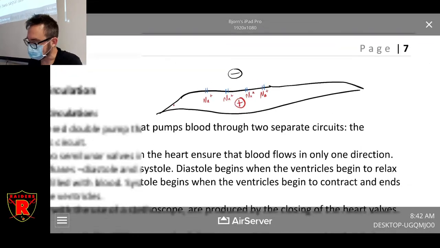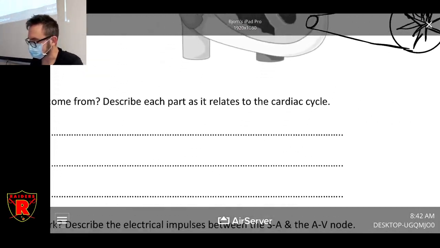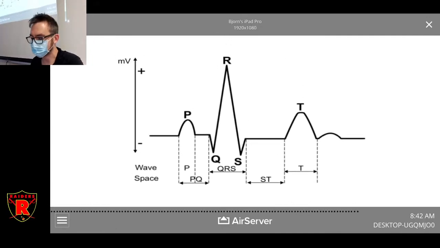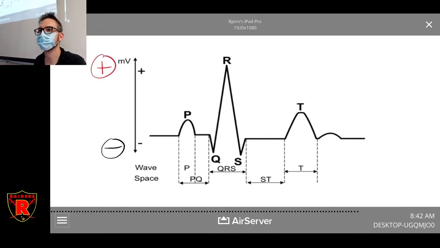So what we're looking at when we're looking at an ECG tracing, which we're going to get to in a second, right here, is a measurement of that, where this is positive voltage towards the top, and then at the bottom, we have negative voltage, okay? Net positive and net negative. So we're actually reading the electrical activity, the voltage at the heart, all right?